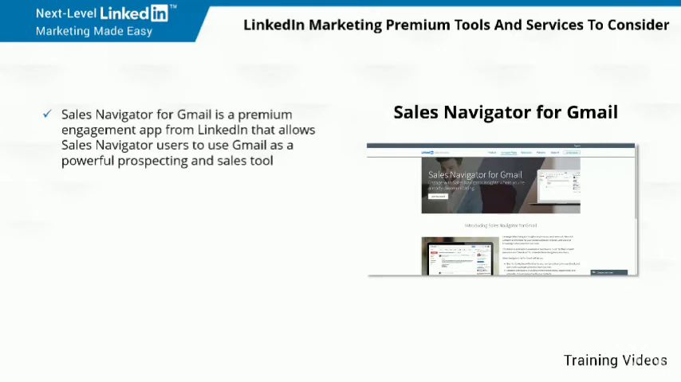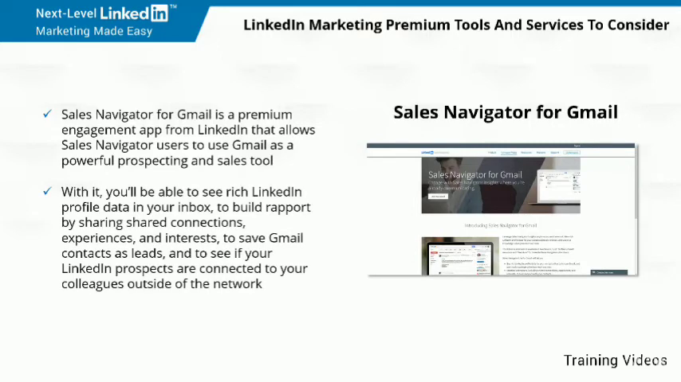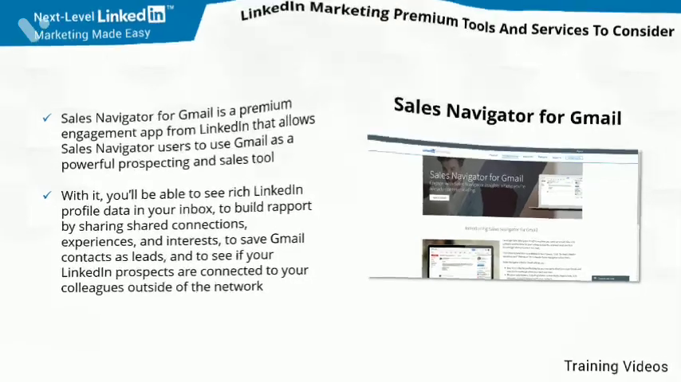Sales Navigator for Gmail. Sales Navigator for Gmail is a premium engagement app from LinkedIn that allows Sales Navigator users to use Gmail as a powerful prospecting and sales tool. With it, you'll be able to see rich LinkedIn profile data in your inbox, to build rapport by sharing shared connections, experiences, and interests, to save Gmail contacts as leads, and to see if your LinkedIn prospects are connected to your colleagues outside of the network.